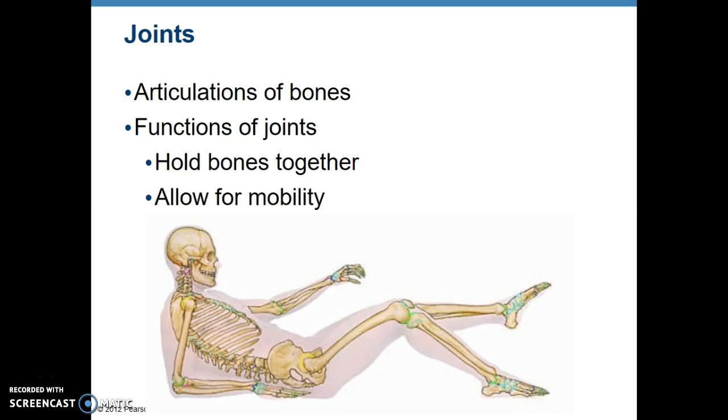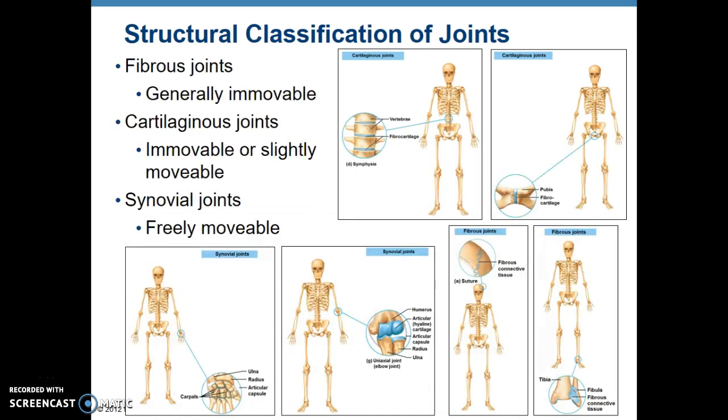So we're going to go through and talk about a couple of different types of joints and the different types of motions that we see at specific kinds of joints. So structural classification of joints. So we have fibrous joints. Fibrous joints are generally immovable.